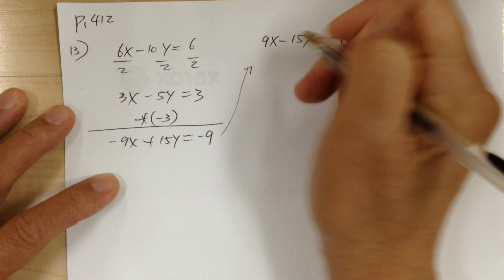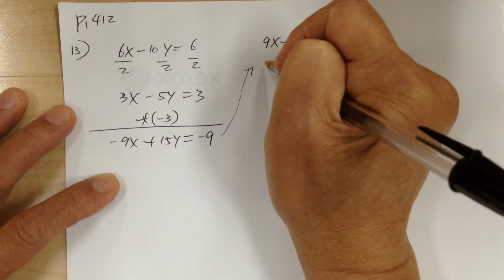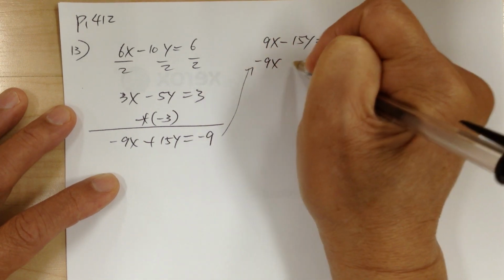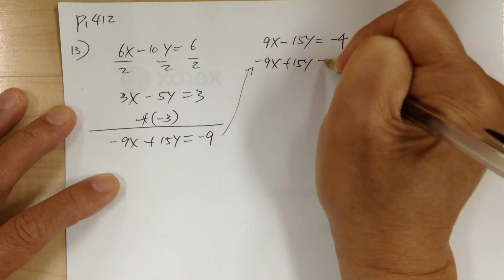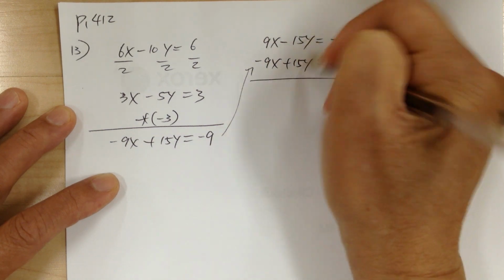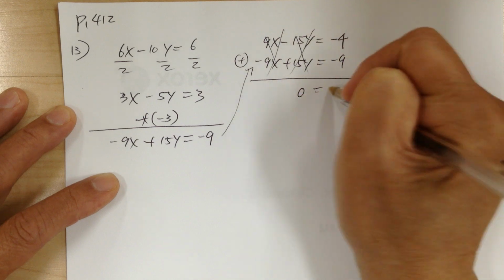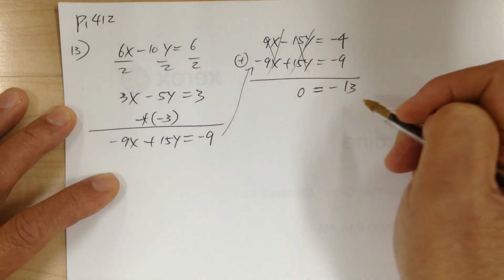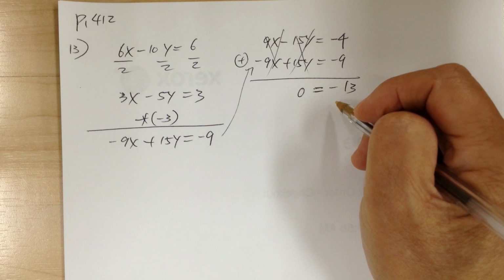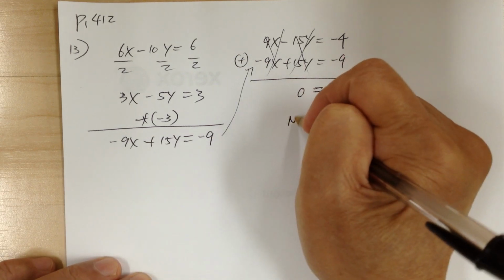And I'm going to put that underneath here. So I get -9x plus 15y equals -9. When I add, this all cancels out. So I've got 0 equals -13. Now this is impossible, right? And so in this case, there will be no solution.